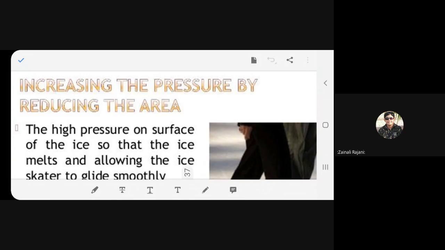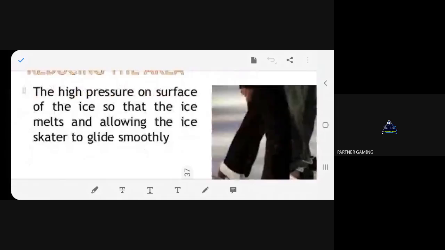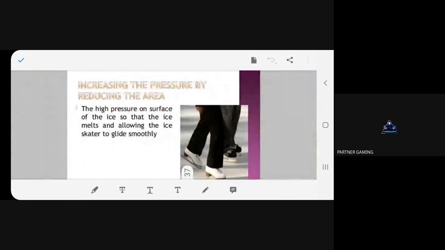Please read. Hello, please read better. Yes, ma'am, I can read. High pressure on the surface of the ice so that the ice melts, allowing the ice skater to glide smoothly. Okay, fine. Who wanted to read better? Ma'am, Zainali Rajani. Okay. Next slide you will read.